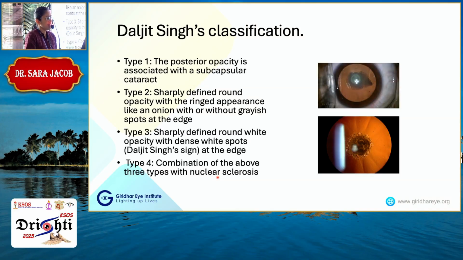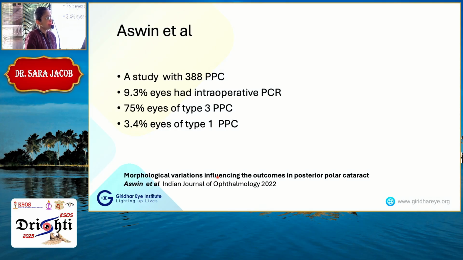Daljit Singh classification is very important. The type 1 posterior polar opacity is associated with a subcapsular cataract. Type 2, a sharply defined round opacity with an onion ring with or without grayish spots at the edge. Type 3 means it is more progressed. There is the sharply defined round white opacity with dense white spots, which is called the Daljit Singh sign. And type 4 is a combination of all the three types with nuclear sclerosis.